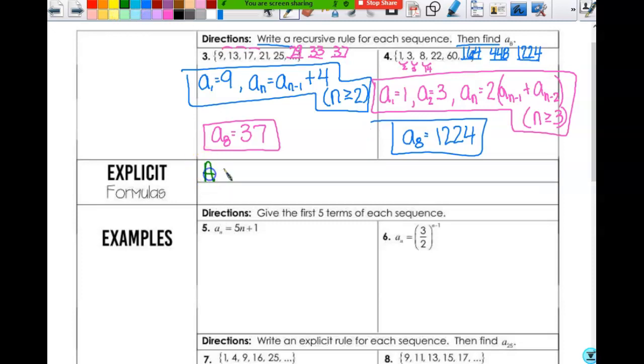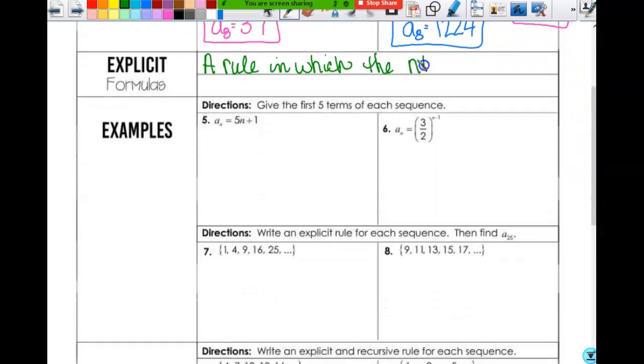So this is a rule in which the nth term is defined as a function of n. Okay? This is more the actually writing the equation type of stuff that we're kind of used to.